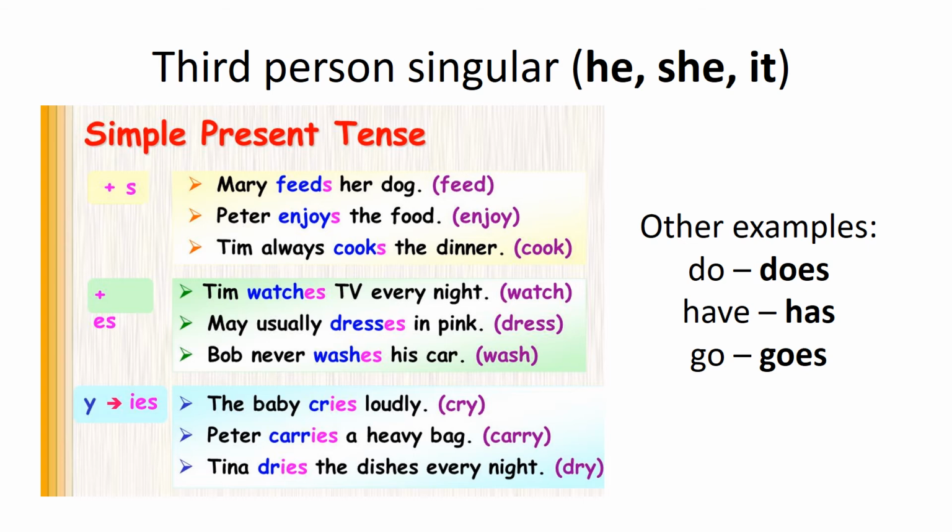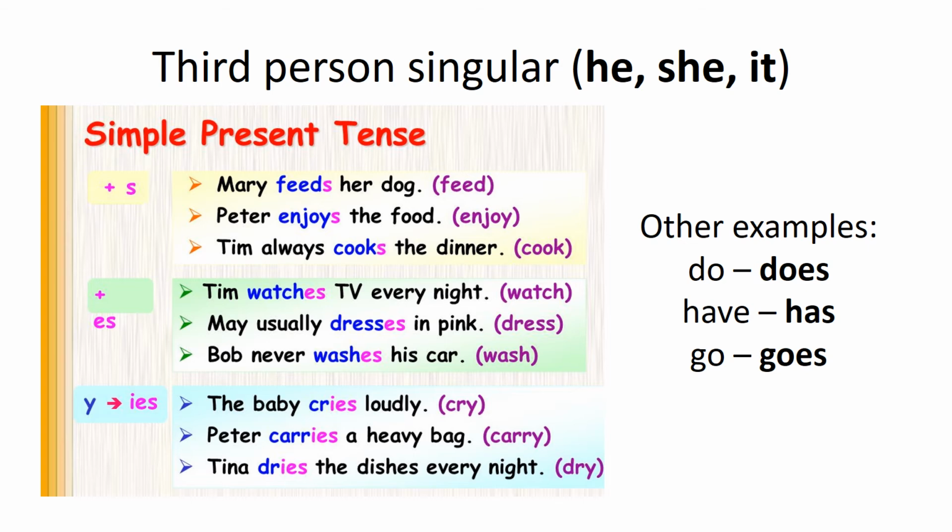So third person singular in the present simple or simple present tense gets an S on the verbs. So just like you saw on the exercise, we had S on the verb. Some examples are: Mary feeds her dog, Peter enjoys the food, Tim always cooks dinner. So we have an S on the verb. Feed becomes feeds, enjoy becomes enjoys, cook becomes cooks. Some verbs get es. So examples are the verb watch.